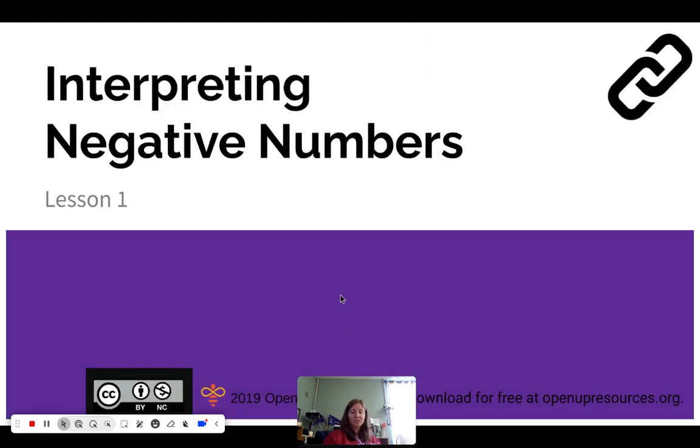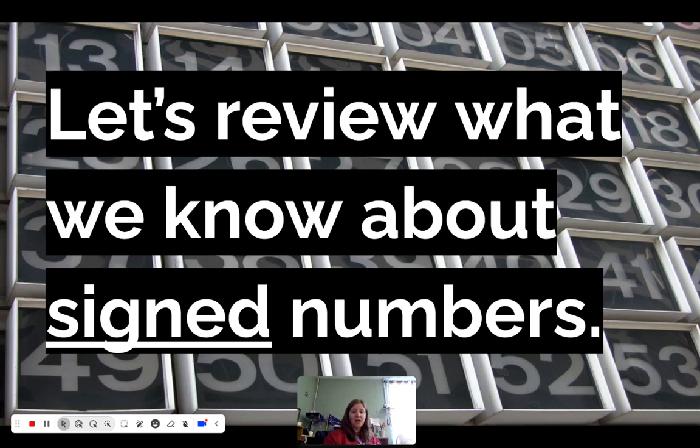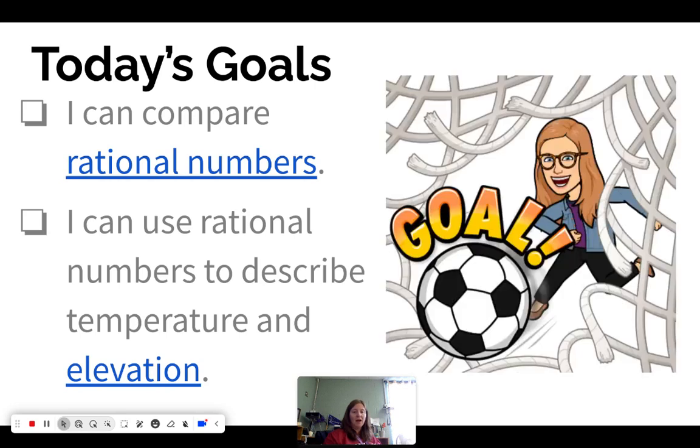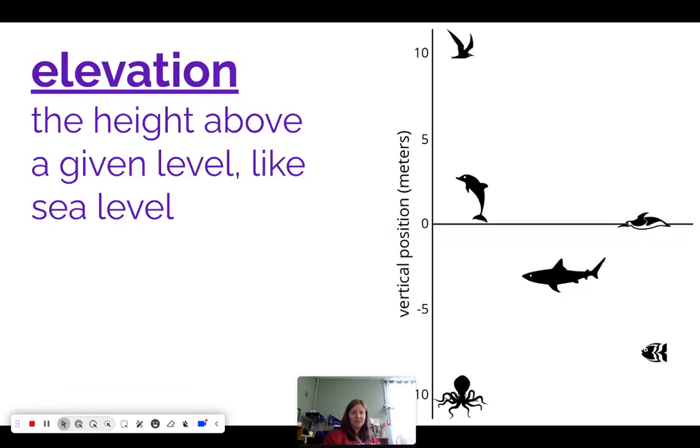So today we're going to be interpreting negative numbers. We know what sign numbers are. Sign numbers are positive and negative numbers. Here's our goals for today. Goal 1, I can compare rational numbers. And remember, rational numbers are any numbers that can be written as a fraction. And goal 2, I can use rational numbers to describe temperature and elevation. So that's going to be our focuses today.